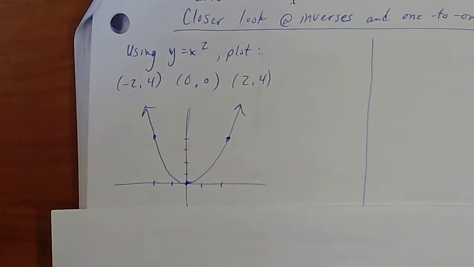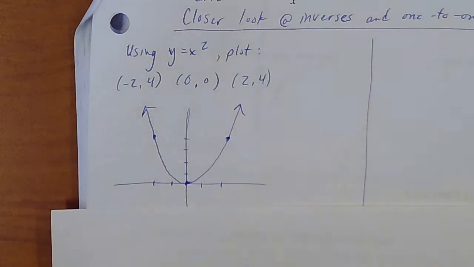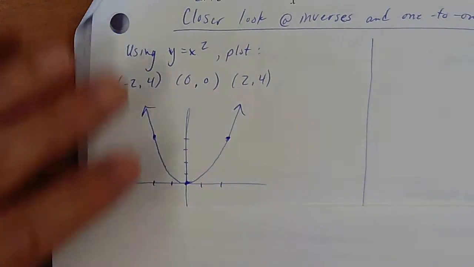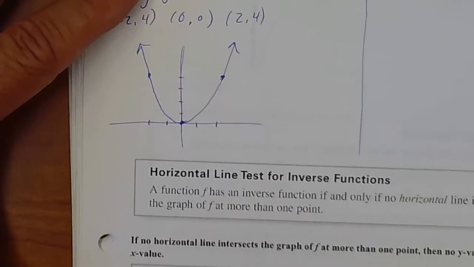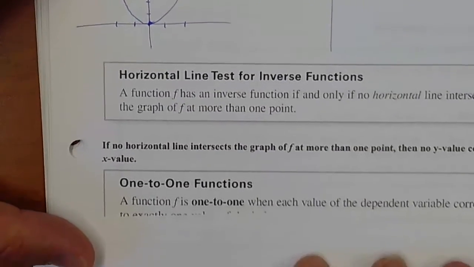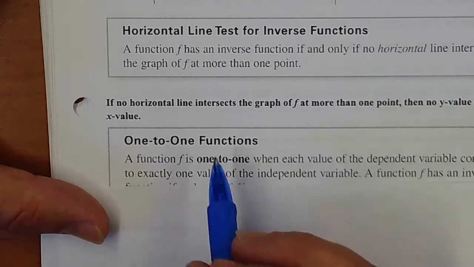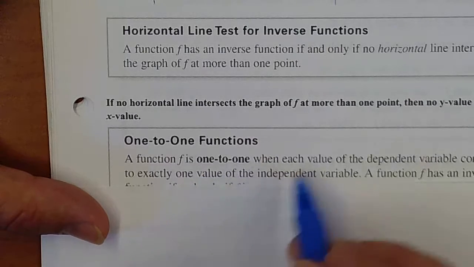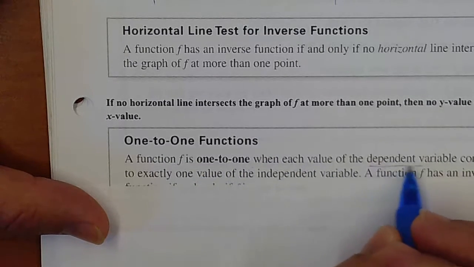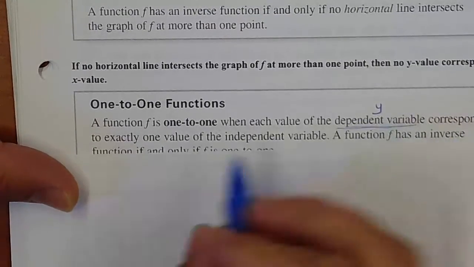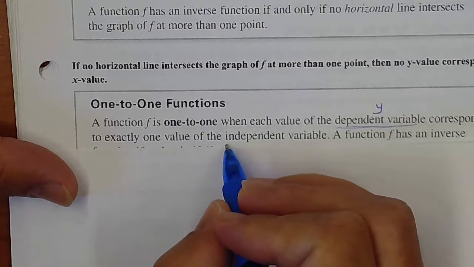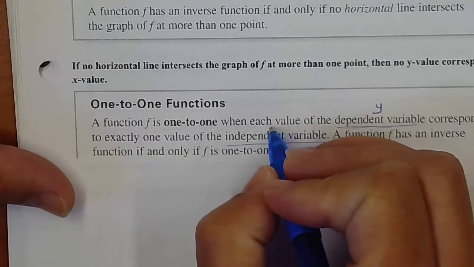Okay, so let's take a look at the definition of a one-to-one function. A one-to-one function is a specific type of a regular function. Okay, we'll get to the horizontal line test in just a second. It's a little out of order if you ask me. Okay, a function is considered to be one-to-one when each value of the dependent variable, remember that's y, so each value of y corresponds to exactly one value of the independent variable x.